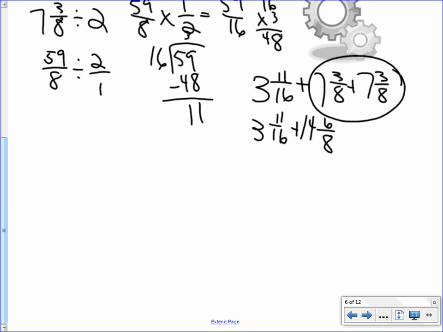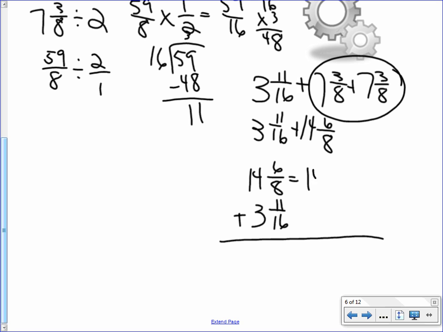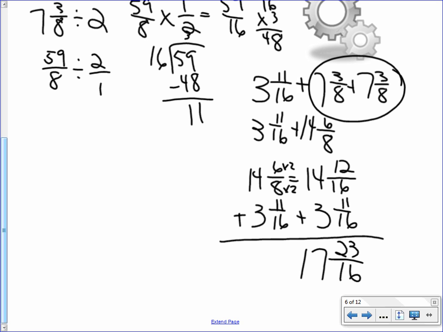All right, now I've got to find a common denominator between these two. So I have 14 and 6/8 plus 3 and 11/16. Common denominator is 16. So 8 times 2 is 16. 6 times 2 is 12 plus 11/16. When I add that together, I get 23/16. And 14 plus 3 is 17. 16 goes into 23 one time with 7 left over. So I have 18 and 7/16.